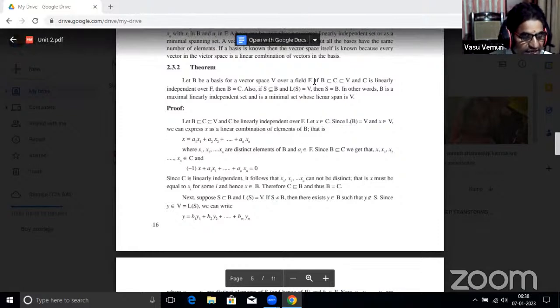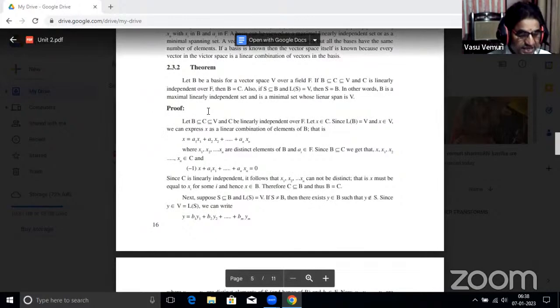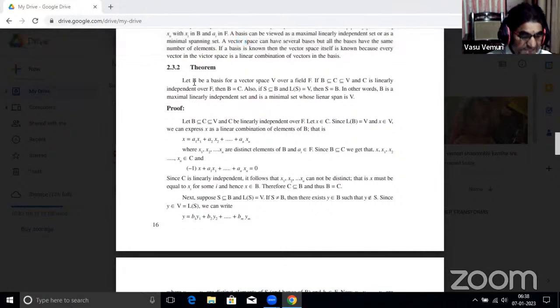Now here B ⊆ C ⊆ V, and C is linearly independent over F. Then the condition is B equals C. There are a number of bases on vector spaces, and those bases must be equal, because V is any vector space, and the basis is B, and we must assume C is also linearly independent. Now that linearly independent set and the basis are both equal.